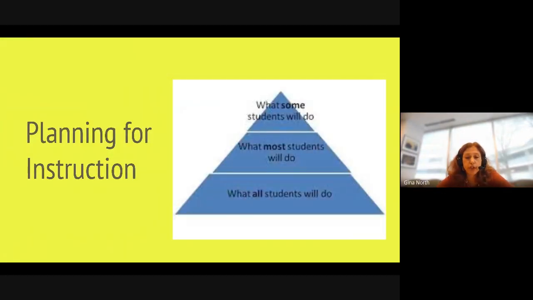When planning for instruction, it's important to consider all levels of this pyramid that you see before you and what accommodations and modifications may be necessary for teaching standards to your students. When planning scaffolds, we are looking at what most students will do.